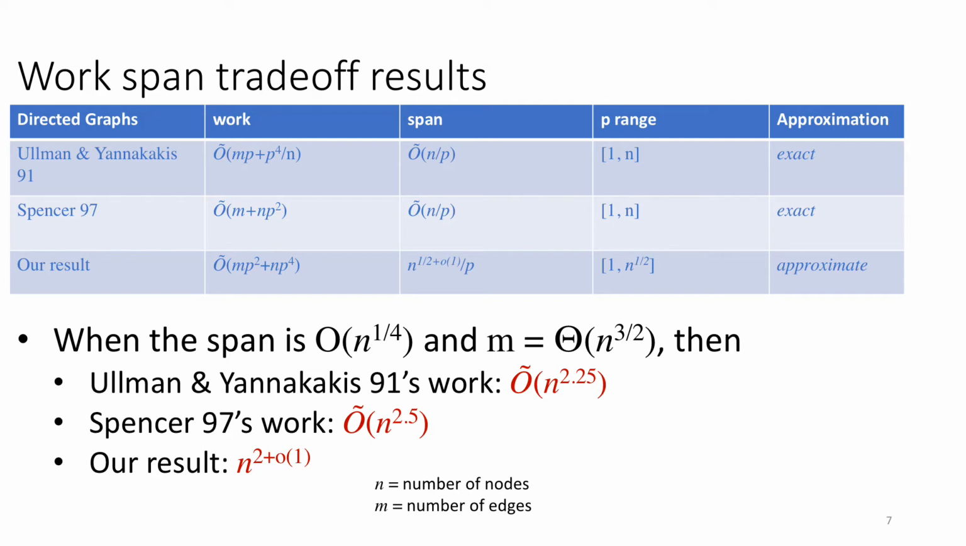When the span is order n^(1/4) and the graph density is medium, here m is about n^1.5, then Klein and Subramanian '97 has to take order n^2.25 work, and Spencer '97 has to take order n^2.5 work, while our result only takes n^(2+o(1)). Here o(1) is a small number which is smaller than any constant. And in other graph cases, our result is almost no worse than previous results.